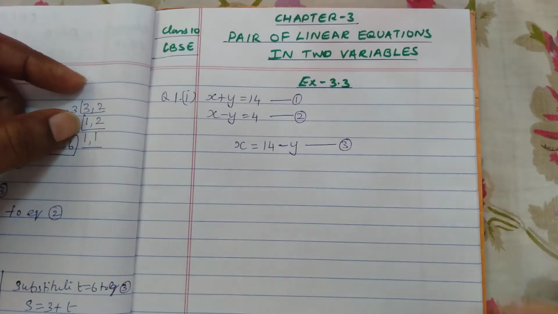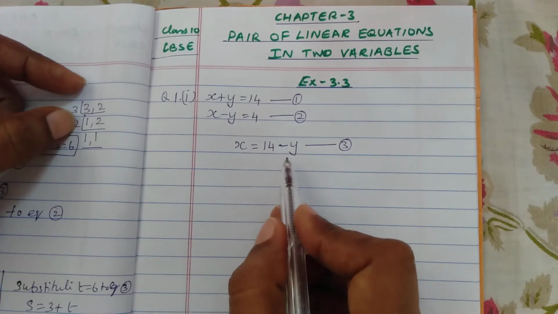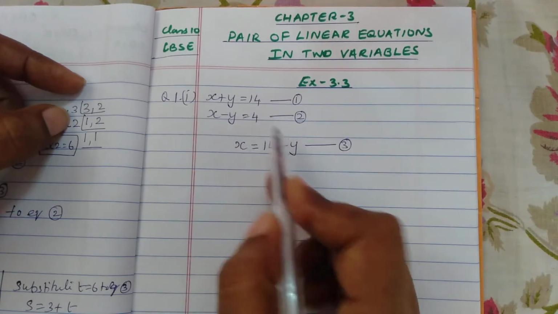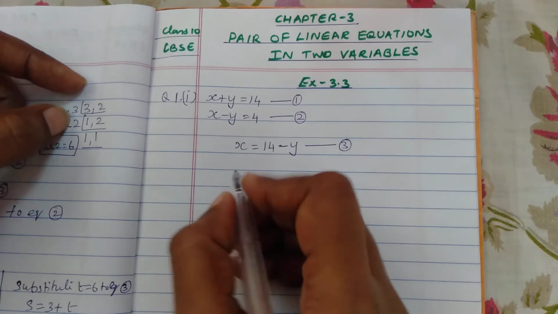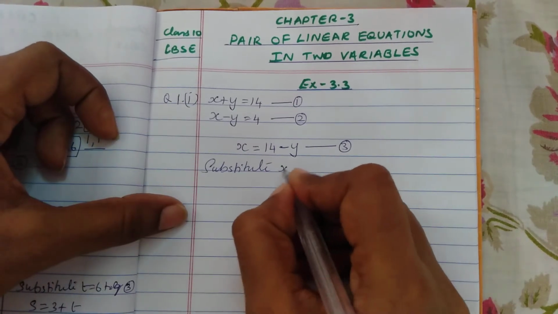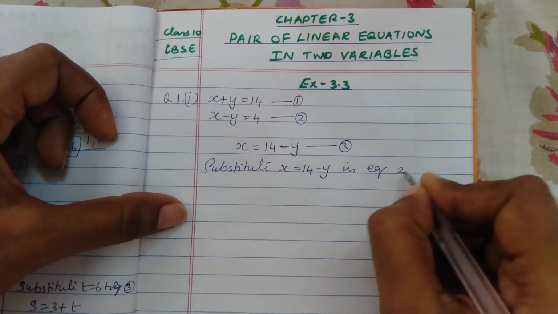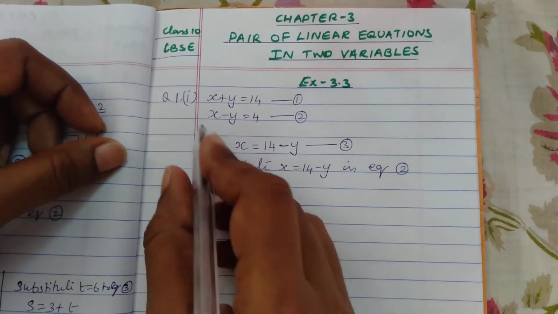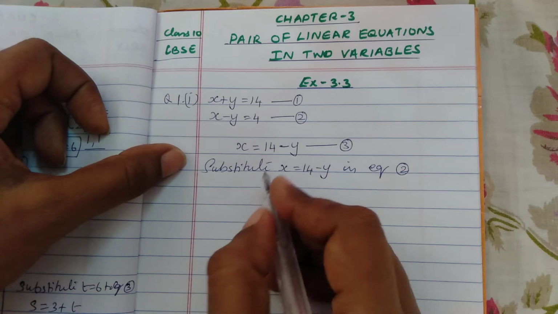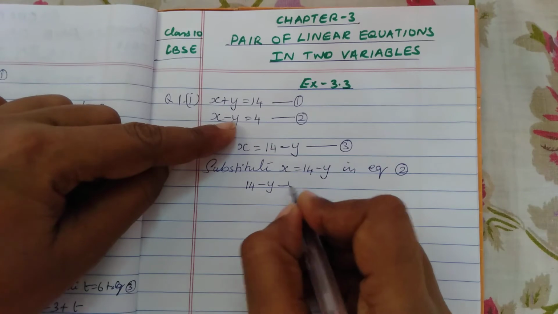Second step is to use this value in which equation? In the second equation, because I have used the first equation to get this value. So I will be using this value in the second equation now. So substitute x is equal to 14 minus y in equation 2. So here x minus y is equal to 4 is my second equation. So in place of x, I will replace this value. So 14 minus y minus y is equal to 4.